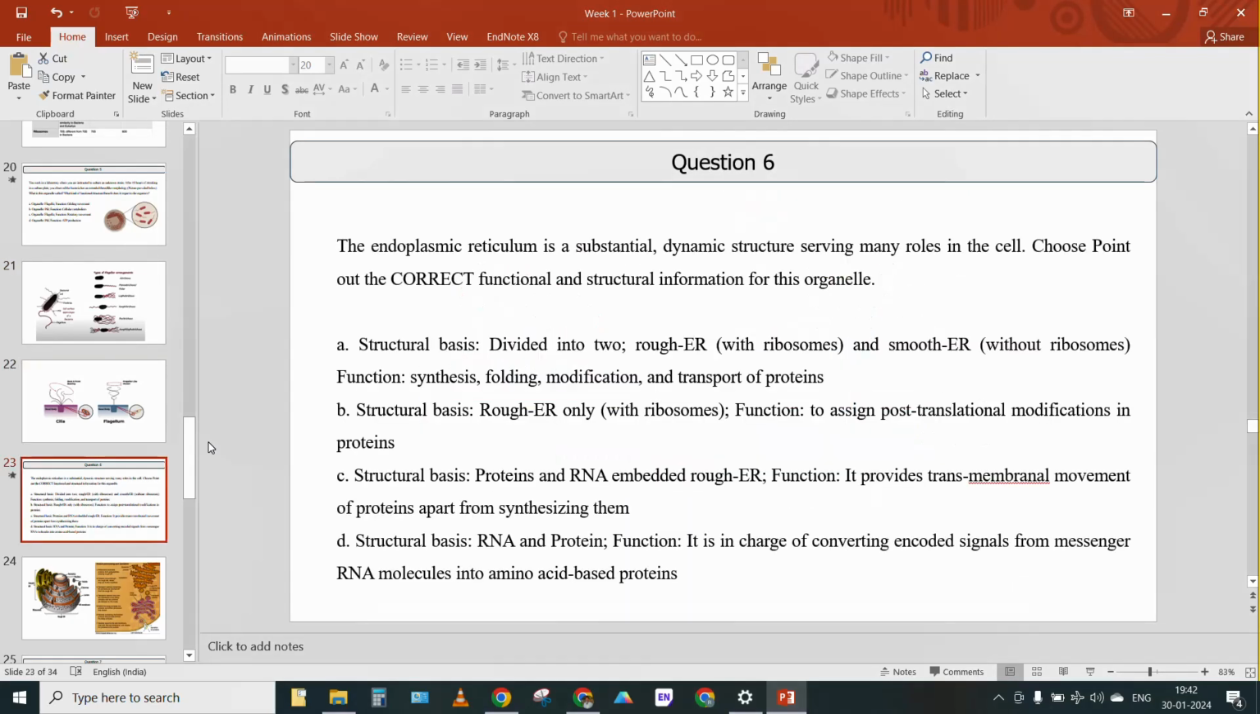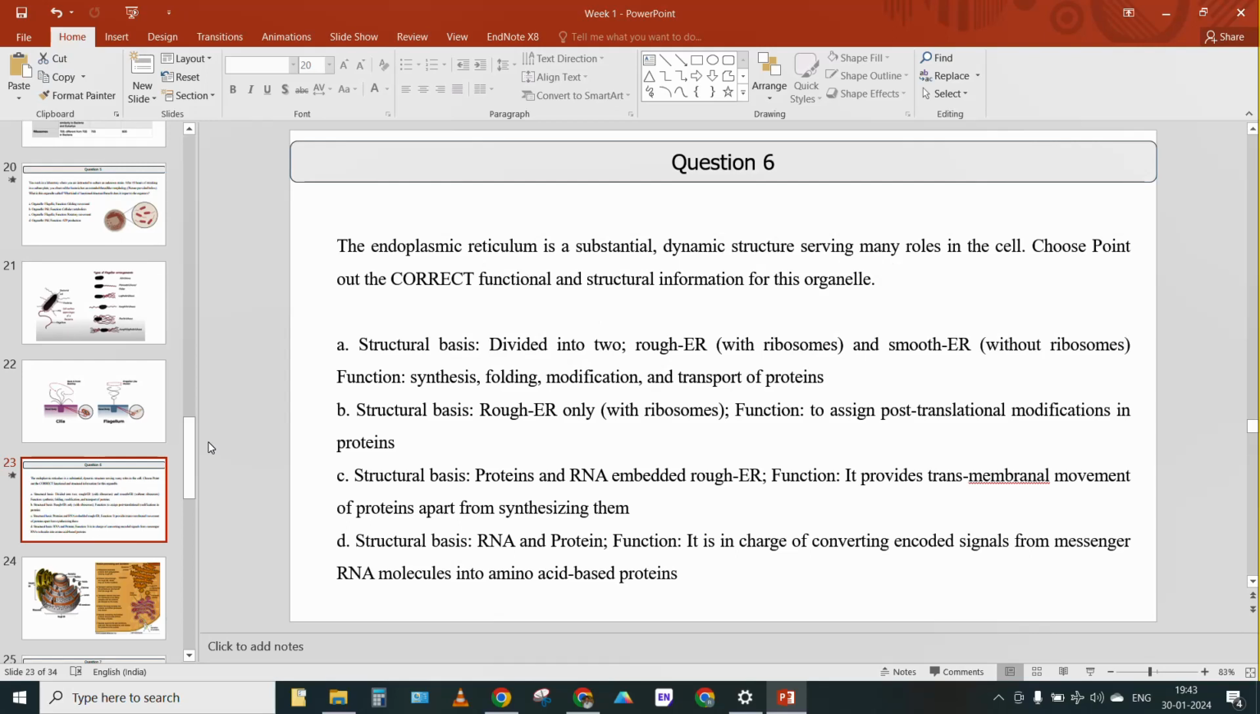So the next question is the endoplasmic reticulum. The endoplasmic reticulum is a substantial dynamic structure serving many roles in the cell. Point out the correct functional and structural information for the organelle. So the information, first, is structural basis. On the structural basis, it is divided into two: rough endoplasmic reticulum, which is with ribosomes, and smooth endoplasmic reticulum, which is without ribosomes. And its function is synthesis, folding, modification, and transport of the proteins.